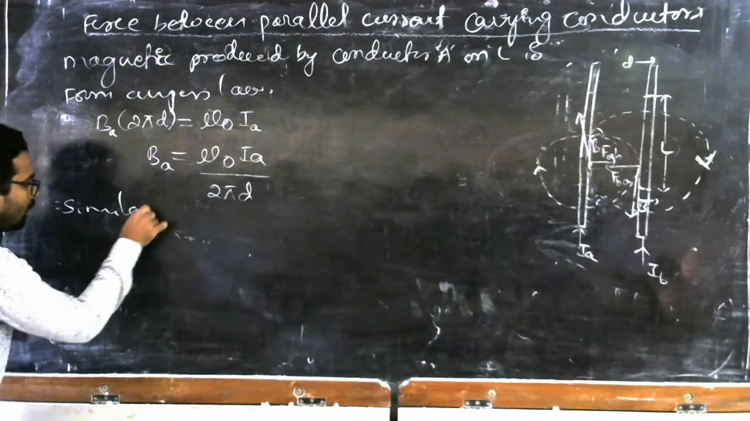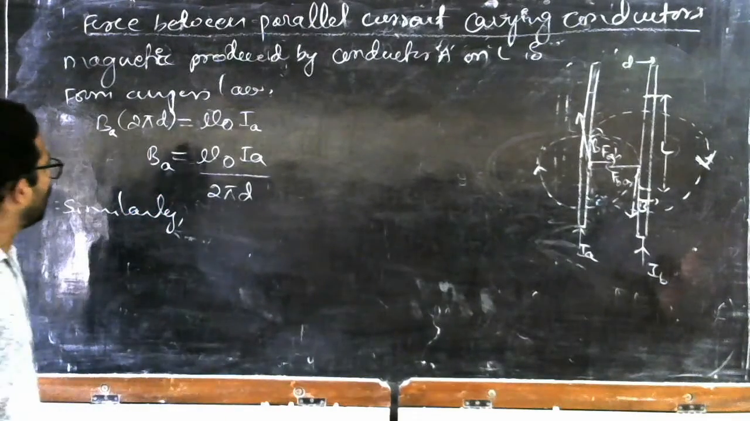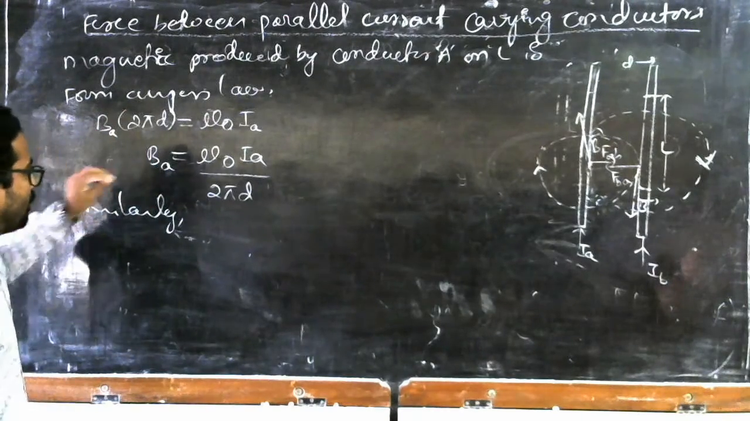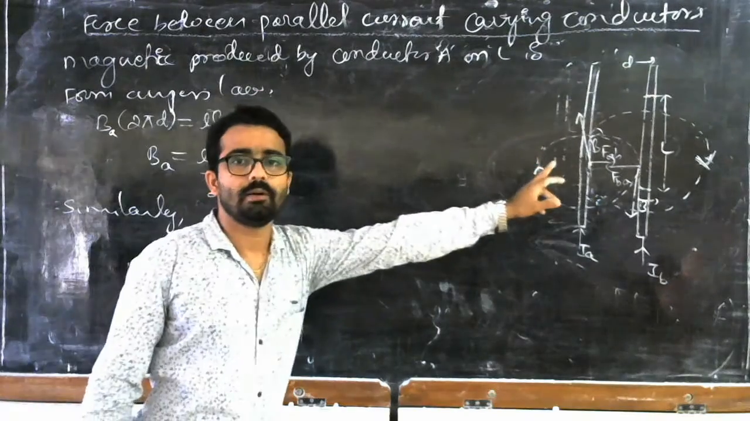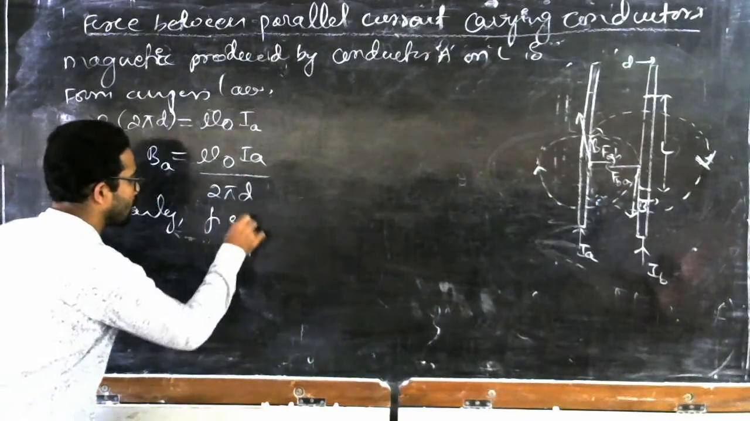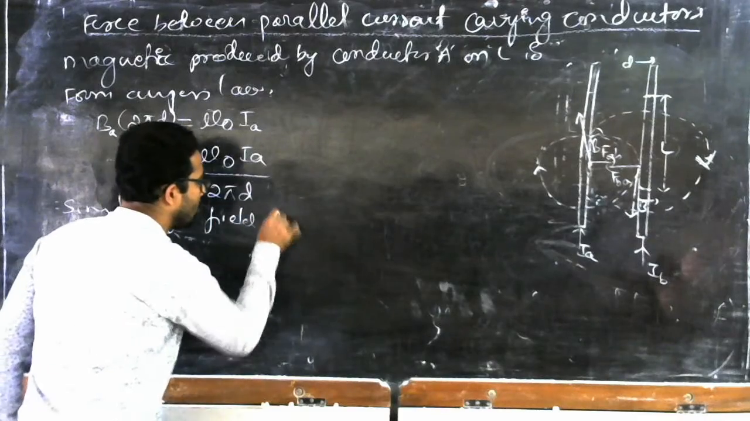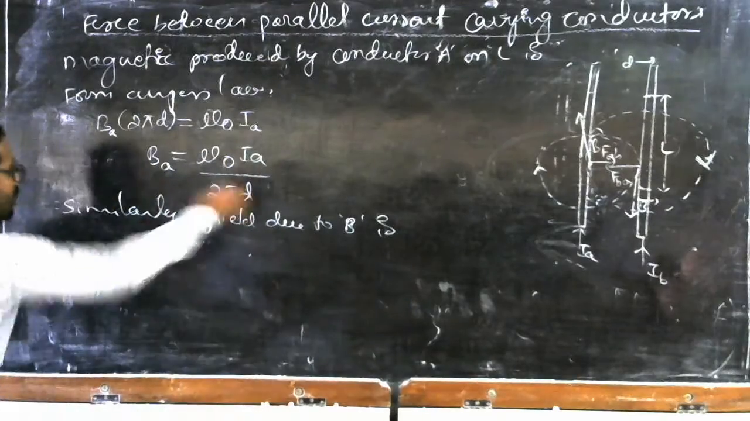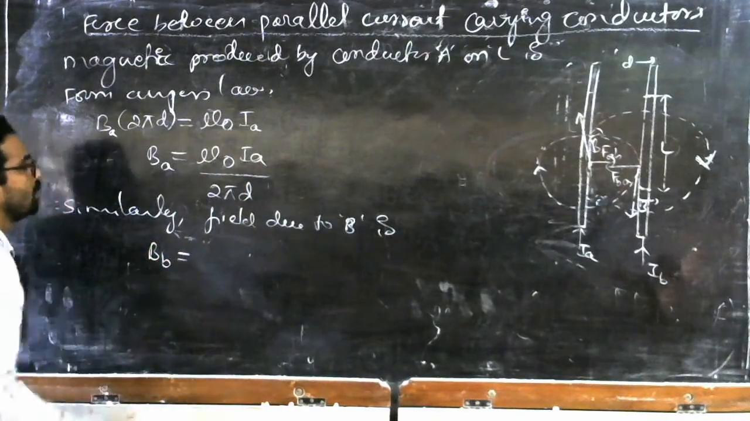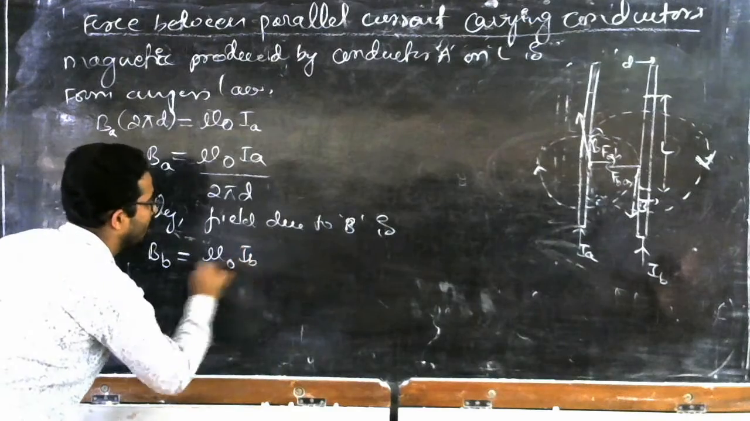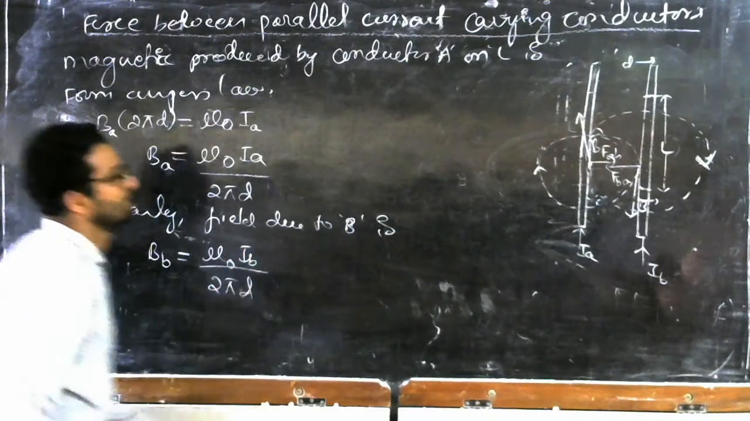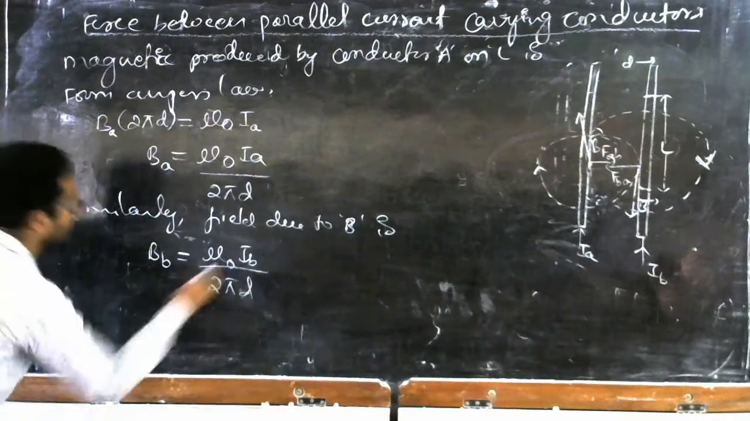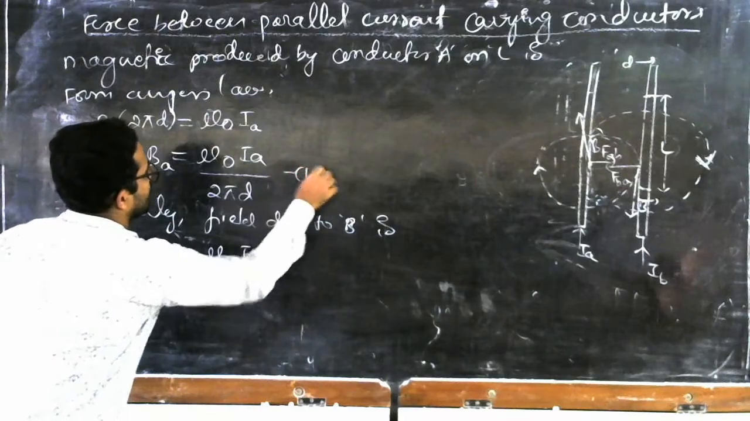Similarly, you can apply the same Ampere's law, follow the same procedure, and find the magnetic field due to conductor B. The field due to B is equal to mu naught times I_B divided by 2 pi d, because they are separated by distance d. Mu naught I_B divided by 2 pi d. Let me take these as equation numbers 1 and 2.